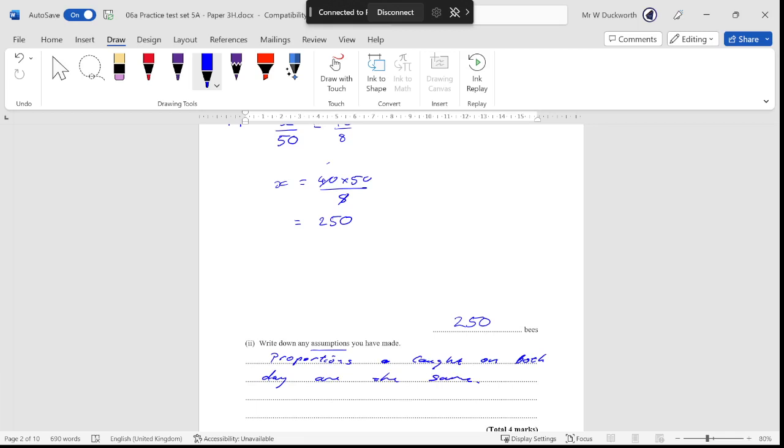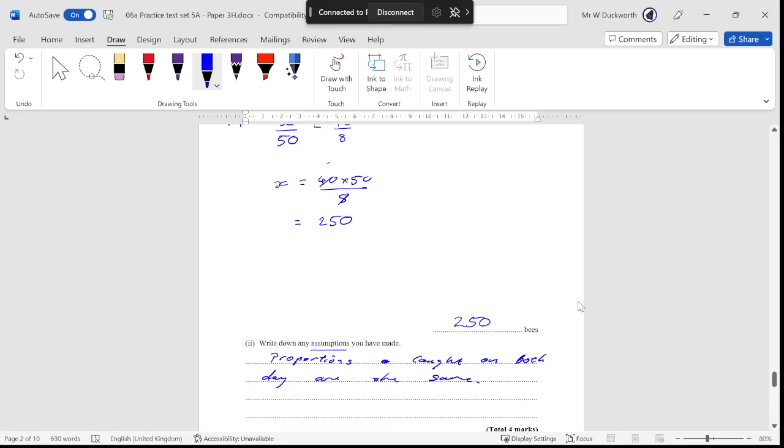You can often get away with an explanation about that. You could say something like, you've made the assumption that the dye hasn't rubbed off any bees. You've made the assumption that no bees have escaped from the beehive. Those are kind of reasons why, but the assumption you've made is that the proportion caught on day 1 is equal to the proportion caught on day 2.